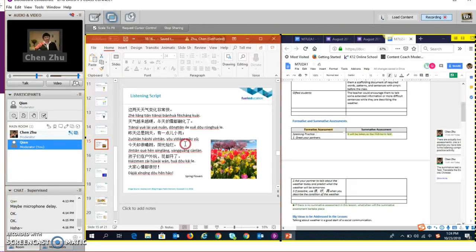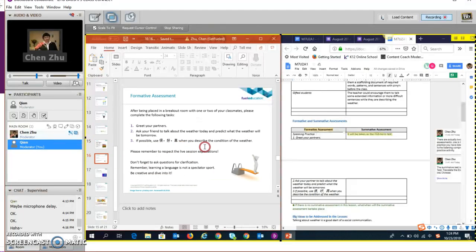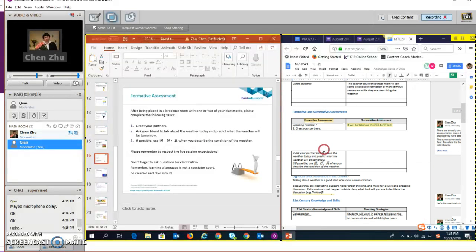I would usually read it and also explain it. The student does not necessarily need to understand everything, but comprehension is important. But for the formative assessment, they need to apply what they have learned in this session.